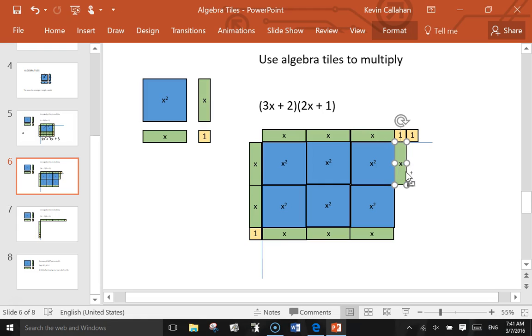So put the 1 there. I need another right next to it. I need 2 more underneath that. Let me shift. Control C.